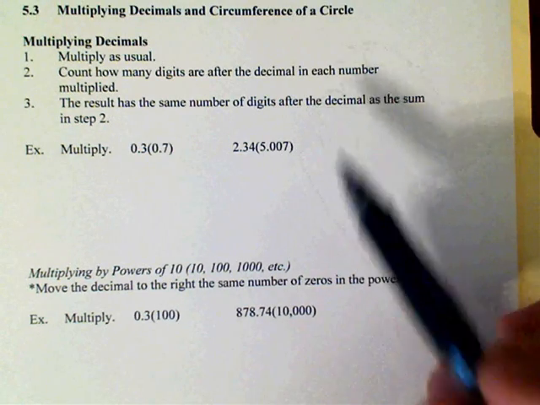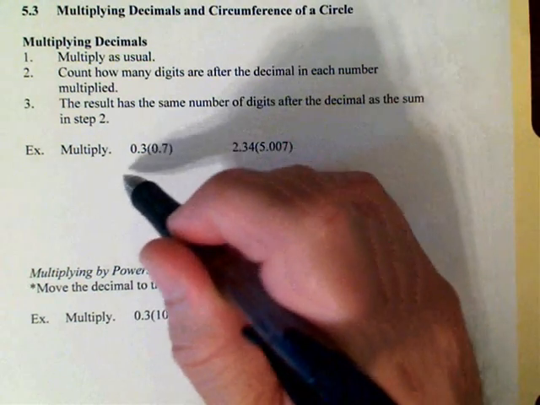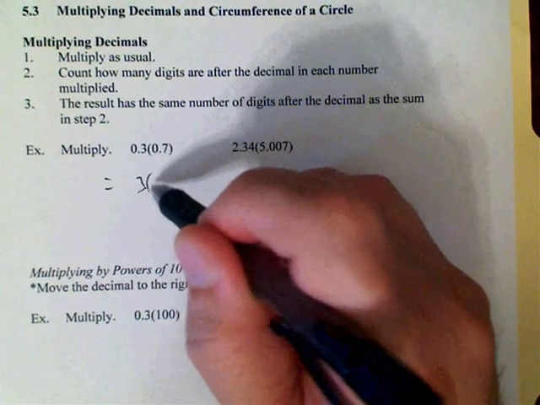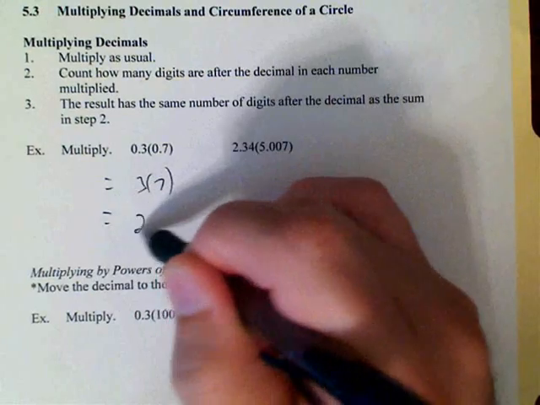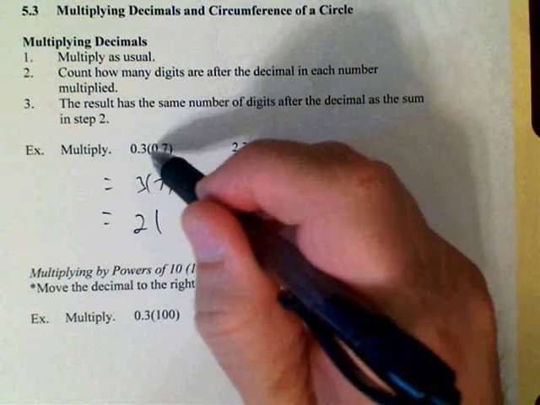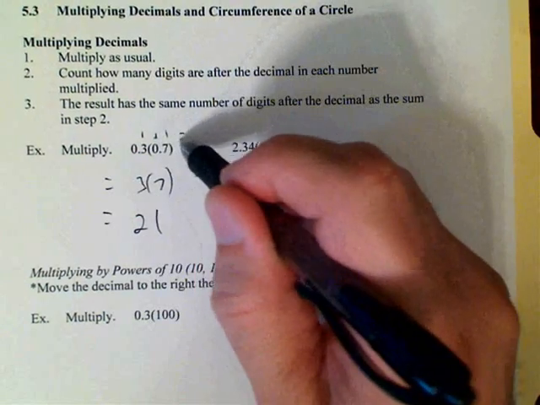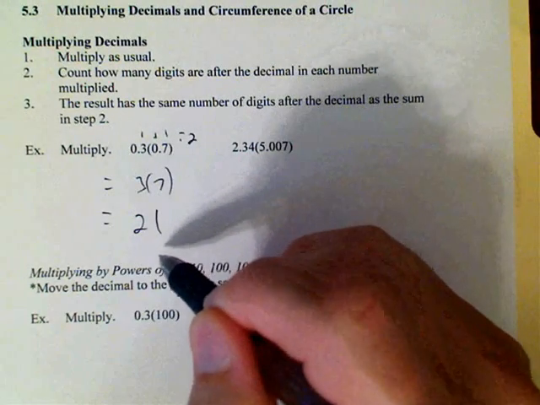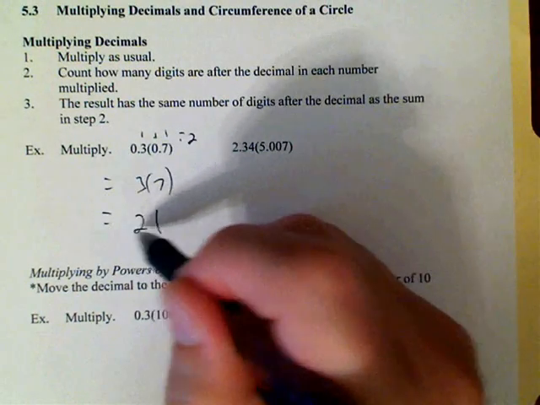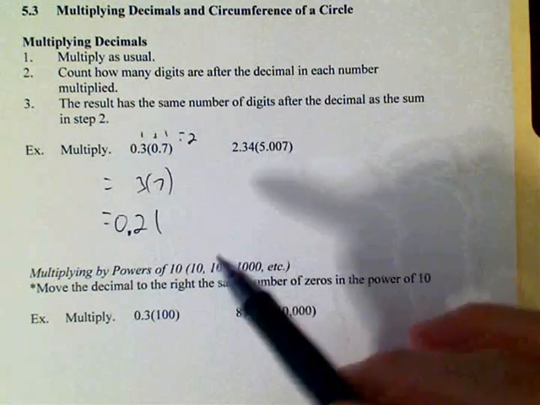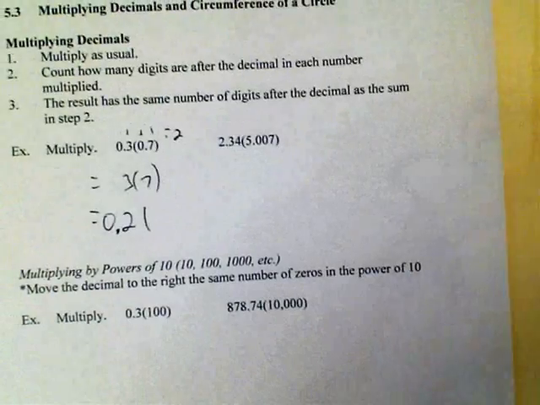Here we go. 0.3 times 0.7. Totally going to ignore the decimals for now. 3 times 7 is 21. Then we're going to count one number after the decimal there, 1 there, for a grand total of 2. It means there's got to be 2 after the decimal in our answer. So 1, 2, so the decimal goes there. You don't have to put that 0 in front, but I'll try to all the time.